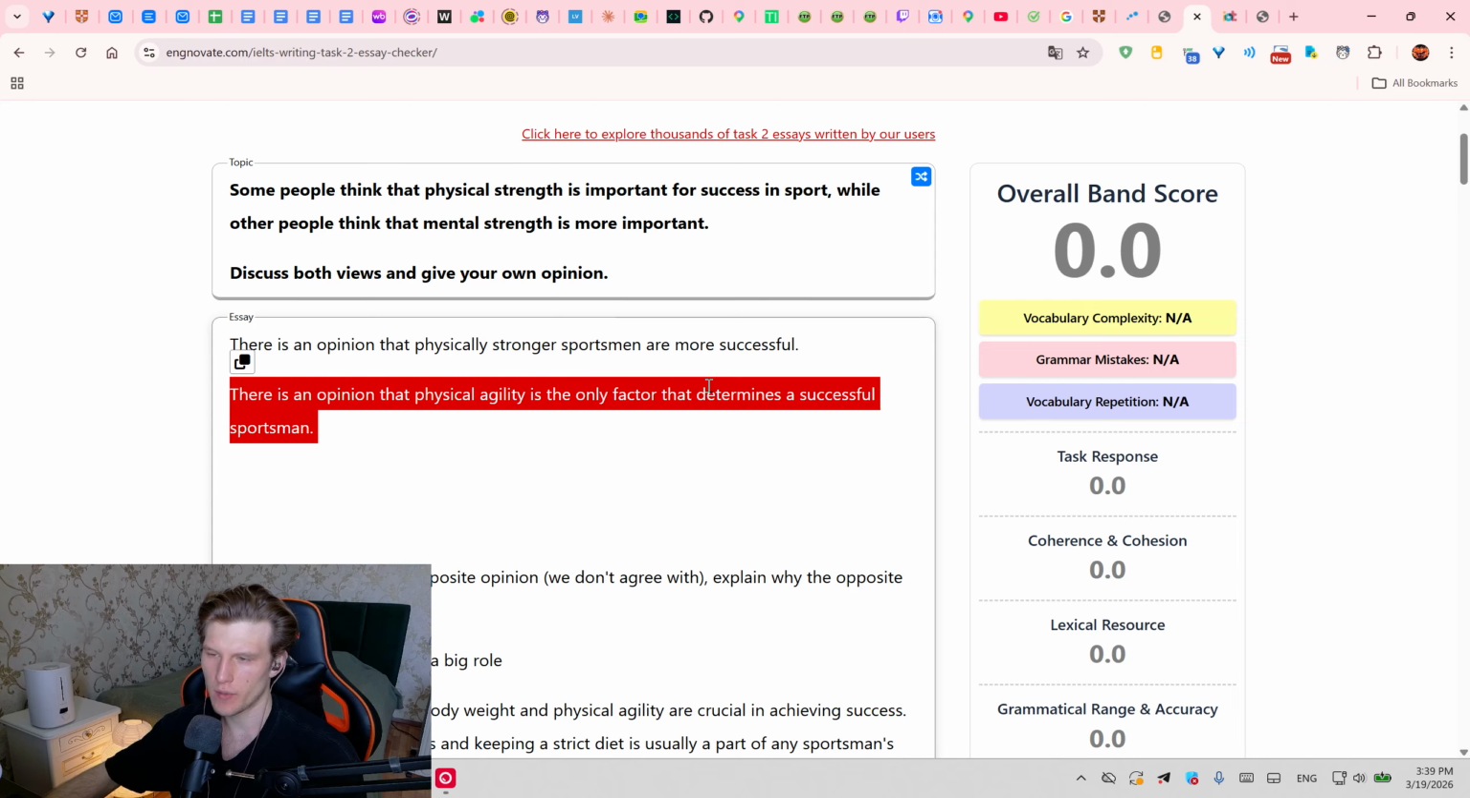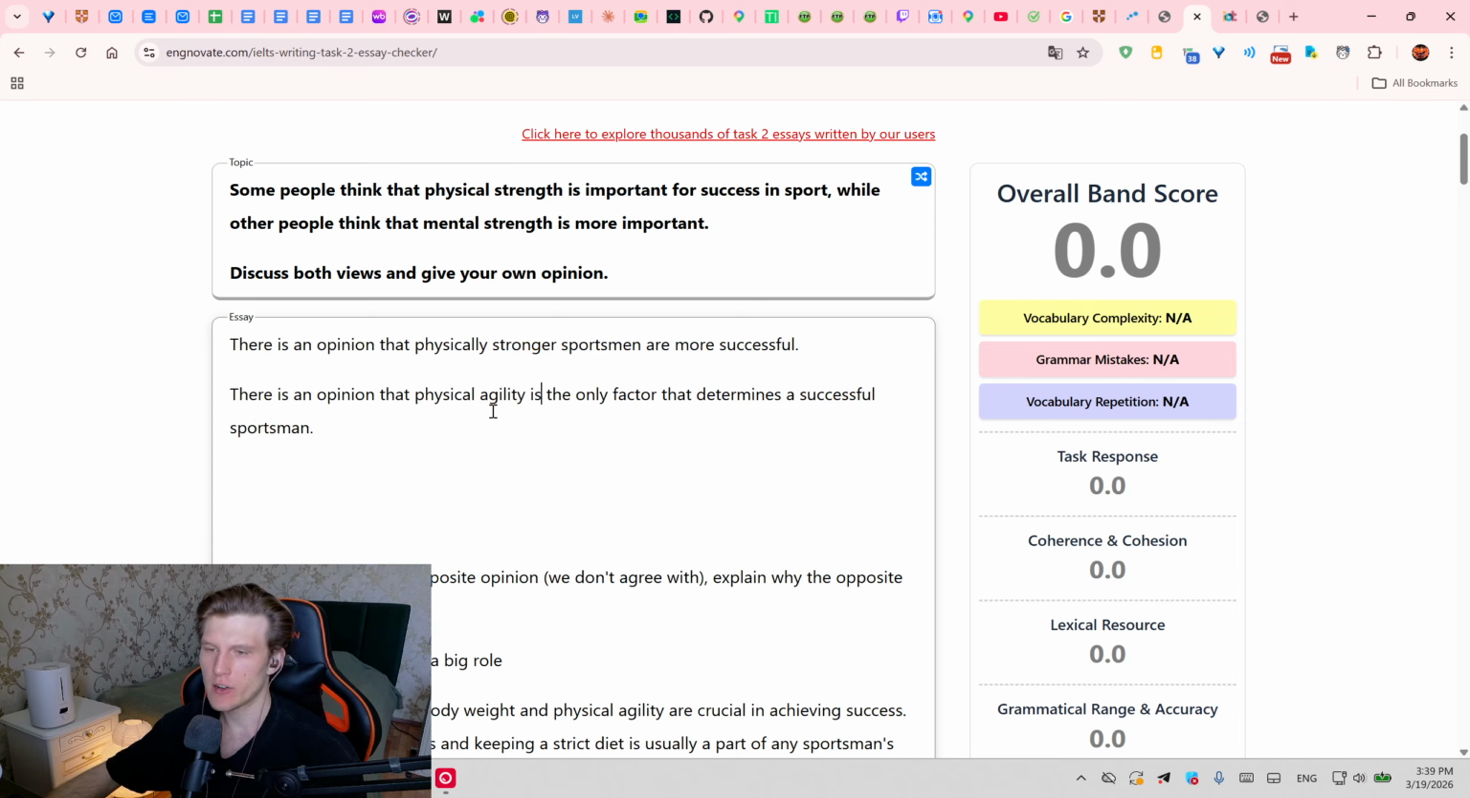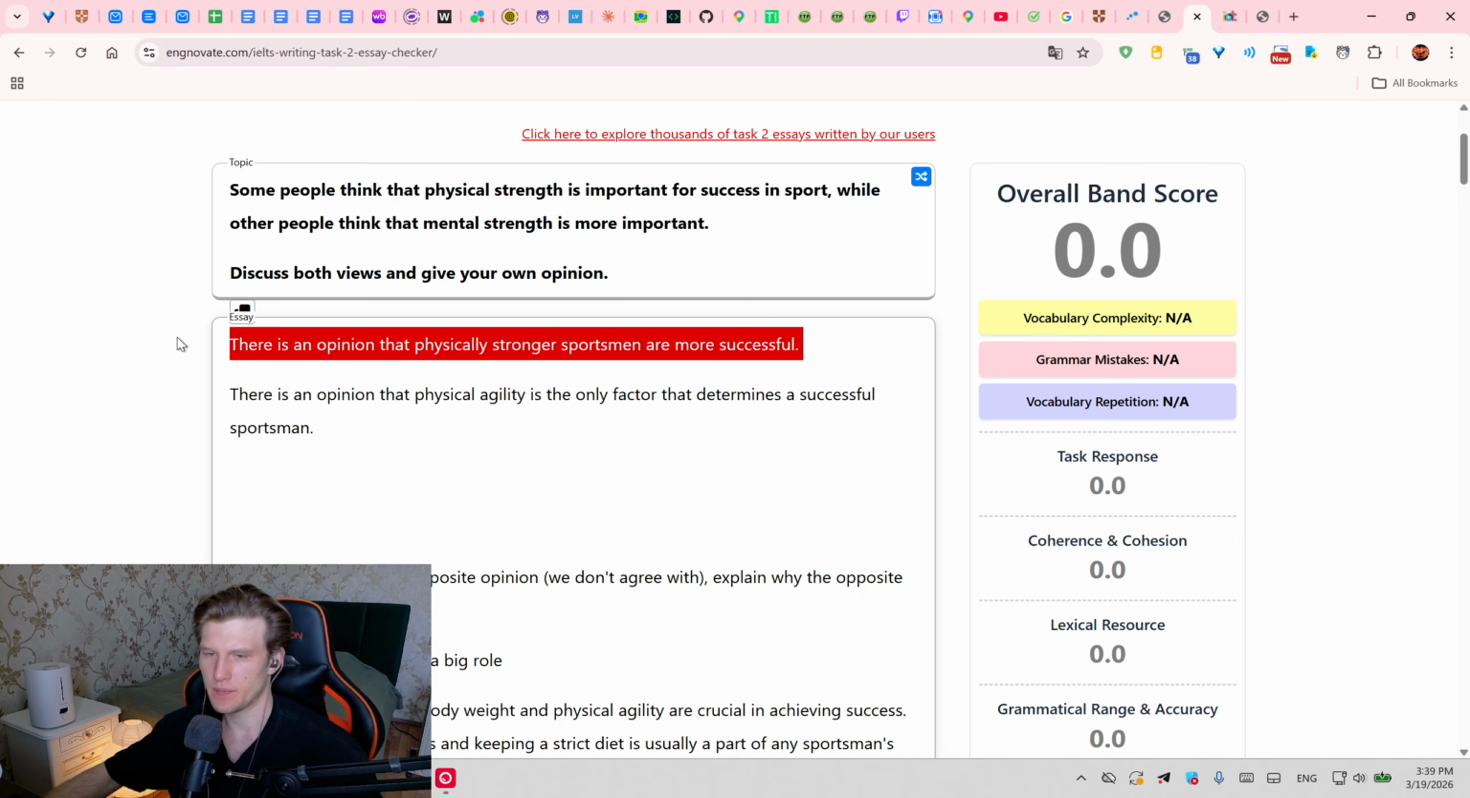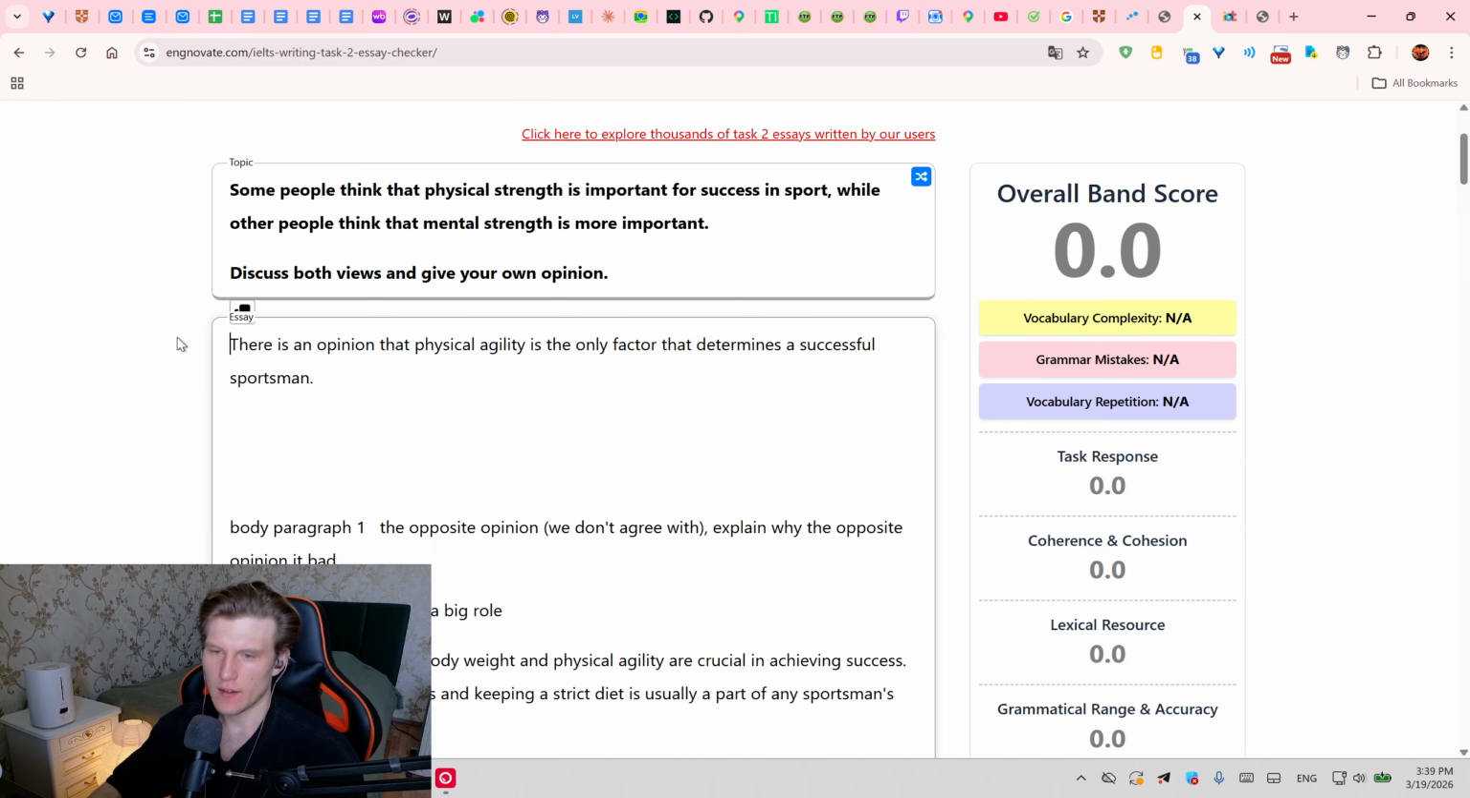I like that more. Here, I only use the word physical; strength, I replace with agility. Success, I replace with successful, and that's a different word form, and that counts as a unique word. A successful sportsman. Okay, we introduced the problem.